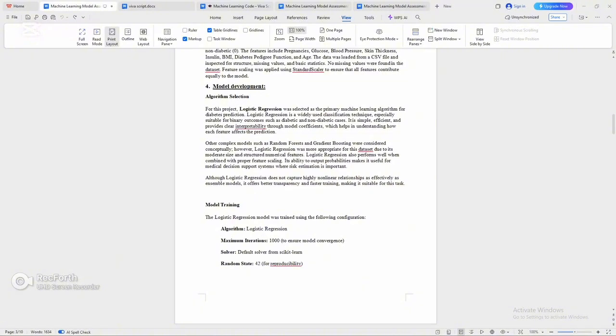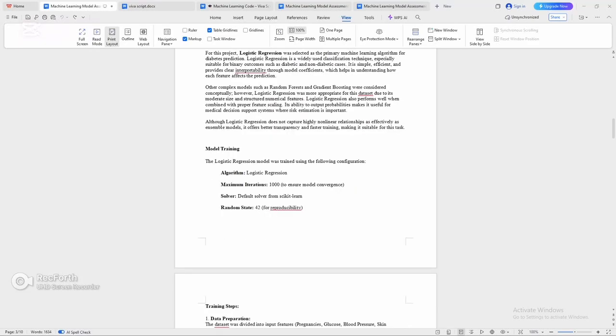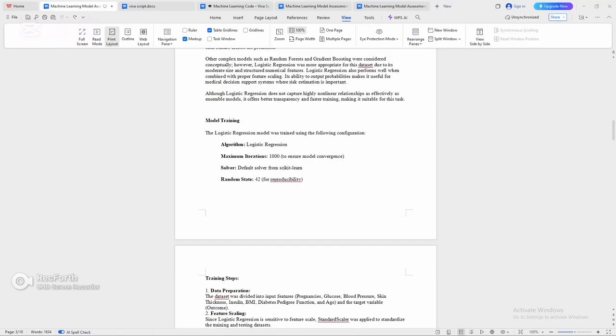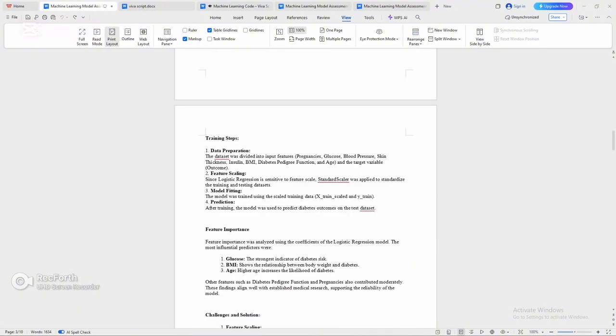Then the data was split into 80% training data and 20% testing data to evaluate the model on unseen data. Since logistic regression is sensitive to feature scale, I used a standard scaler to standardize the features. The scaler was fitted only on the training data and then applied to the test data to avoid data leakage.